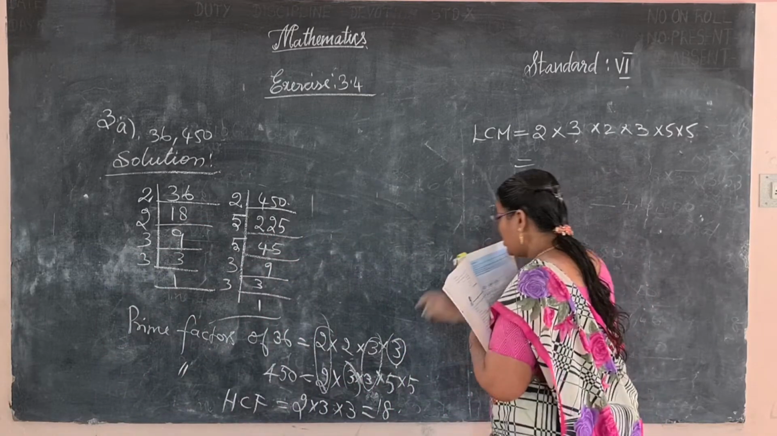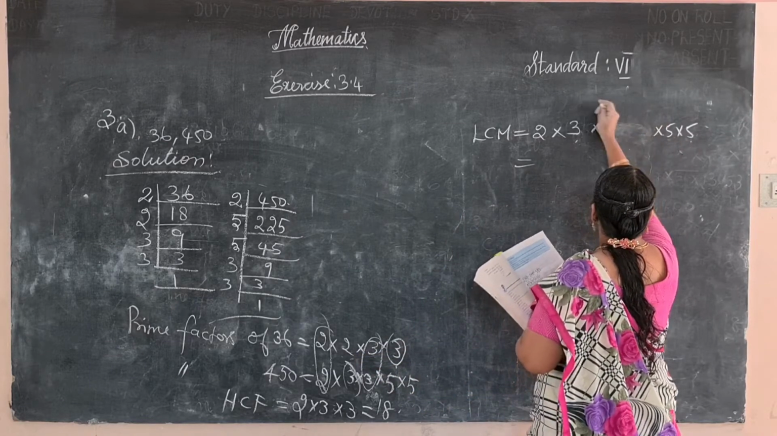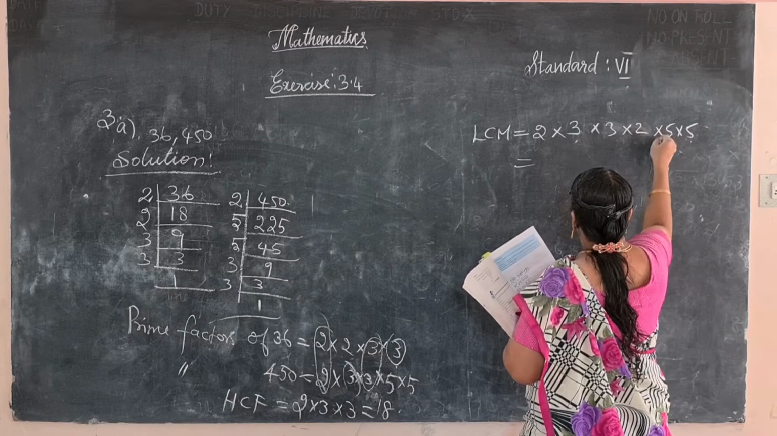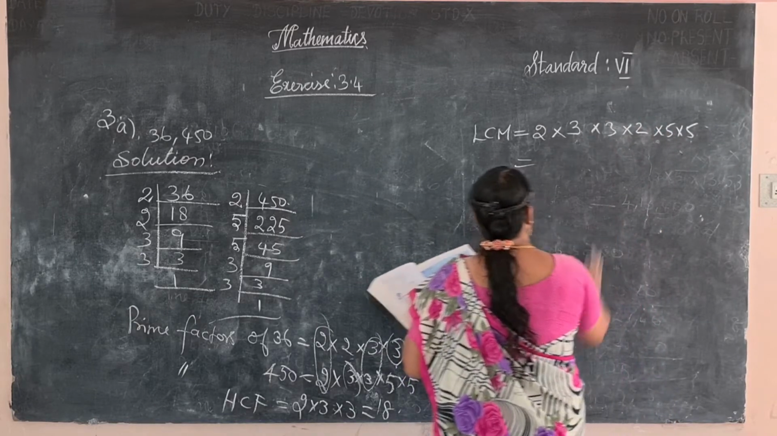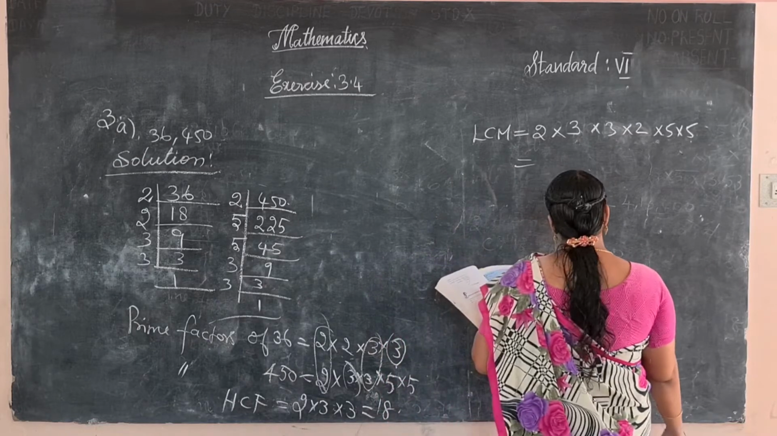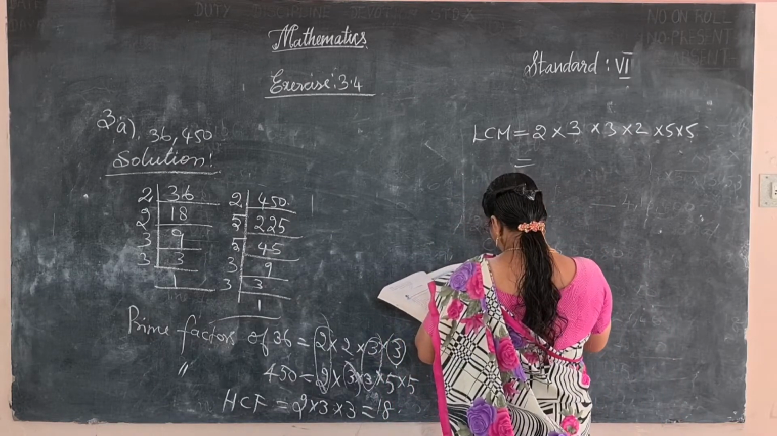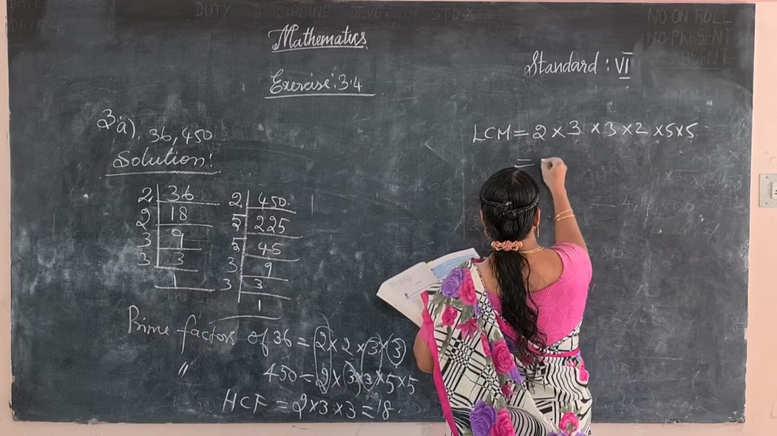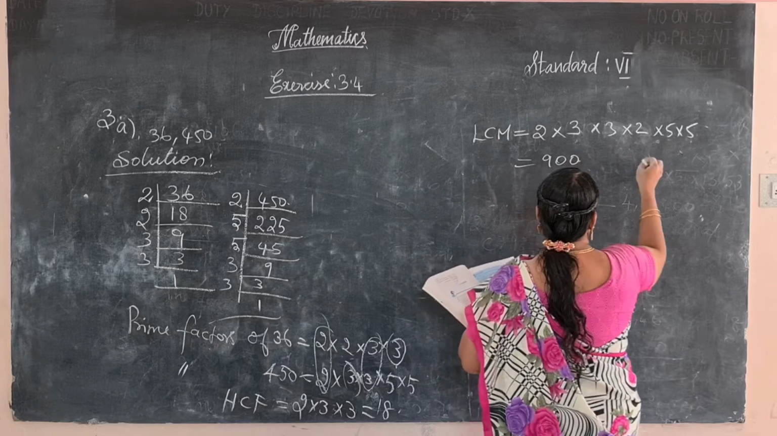Okay, LCM means what are the remaining? 2 into 5 into 5. Okay, now multiply 2 3s are 6, 6 3s are 18, 18 2s are 36, 36 into 25 is 900. Okay, we'll calculate.